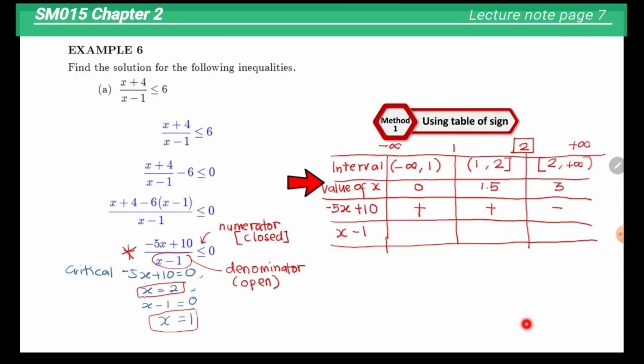Same goes to our factors for the x minus 1. If you substitute 0, you will get negative. 1.5, you will get positive. And 3, you will get positive.